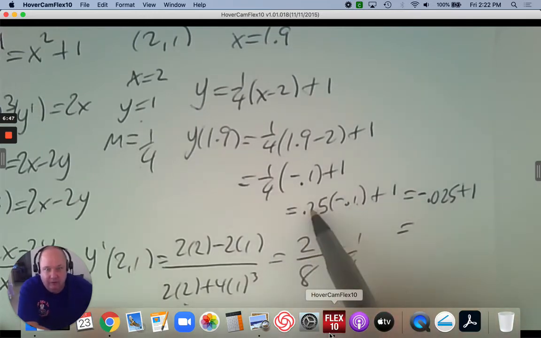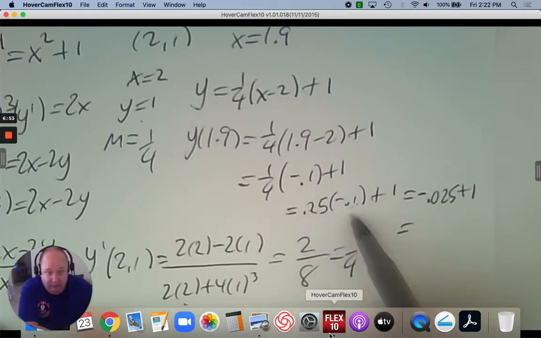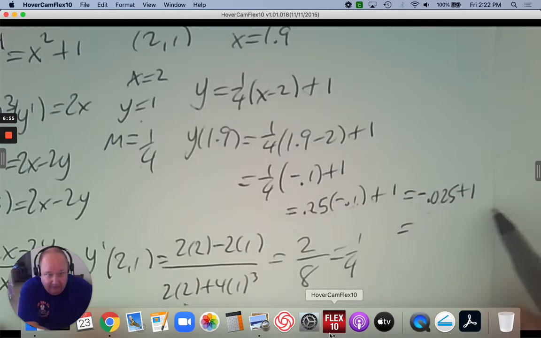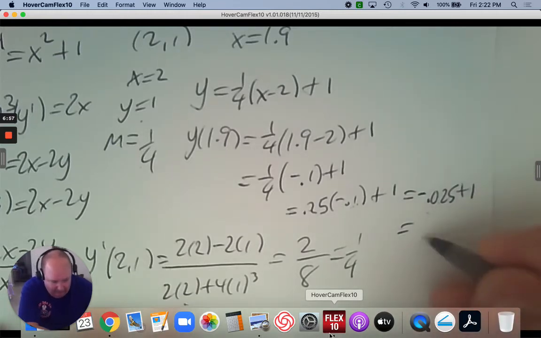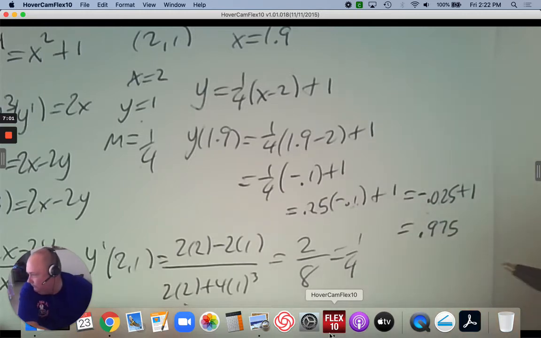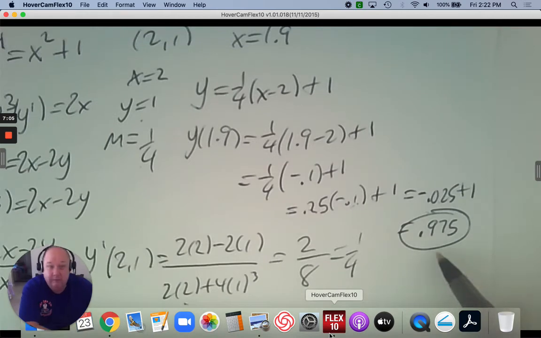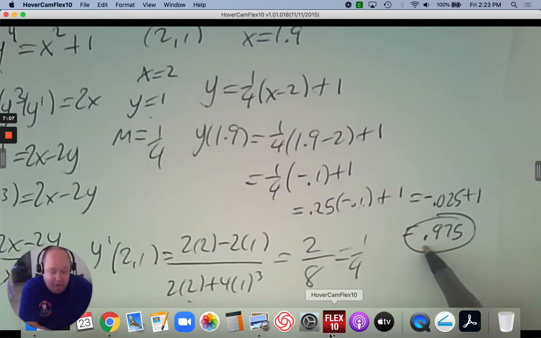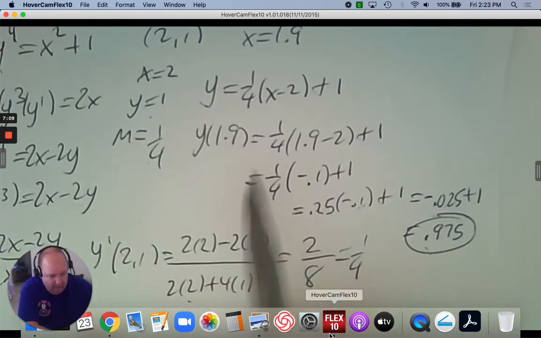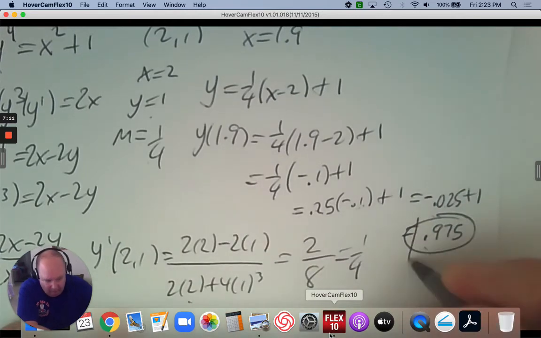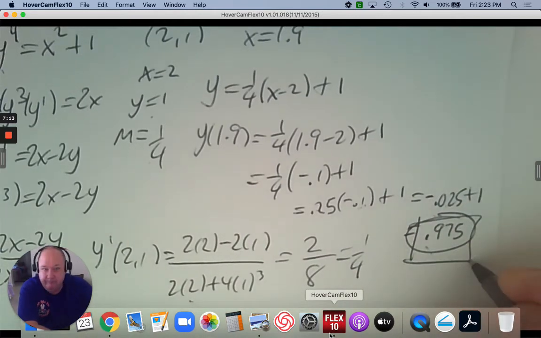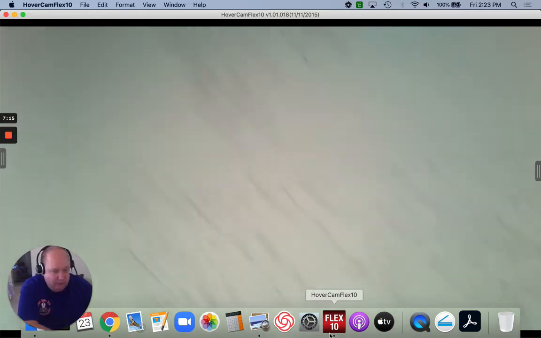So I changed it to a decimal and then multiplied it. So 1 times 25, and then you need to move the decimal so you have 3 numbers to the right, plus 1. So this will end up being 0.975. So that's the approximate y value when x is 1.9. There's your end answer. All right, number 3.